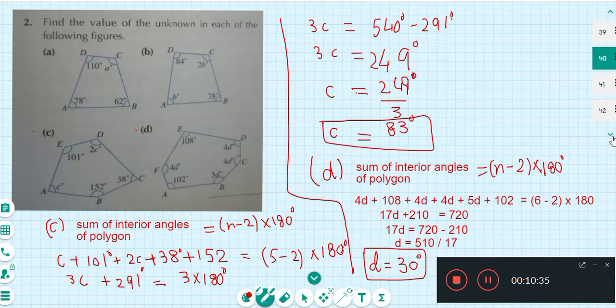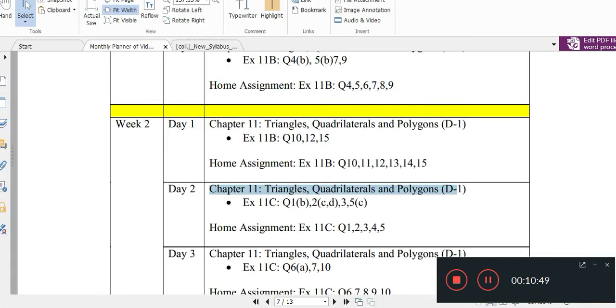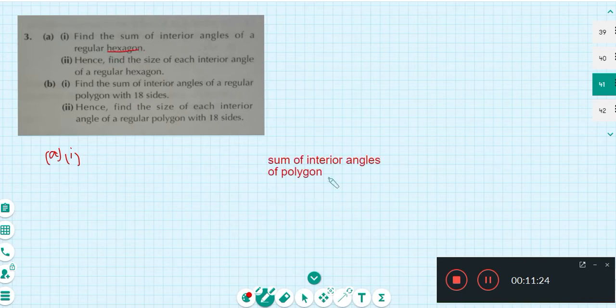So part A, and it's first. Hexagon means 6-sided. So I'm writing the formula first. Sum of interior angles of a polygon will be equal to n minus 2 into 180 degrees. And as it is a regular polygon, it means all the angles are equal. So there are 6 angles. If I suppose each angle is x, then their sum will be x plus x plus x plus x plus x plus x, equal to 6-sided means 6 minus 2 into 180.